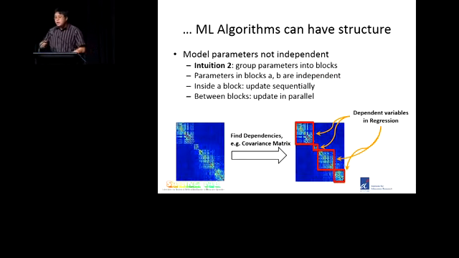The second insight we want to look at systematically is that many of these algorithms have some form of structure. Very briefly, it's saying that model parameters are not independent in general. For certain algorithms, it's possible to group the parameters into certain blocks, where the parameters in blocks A and B are independent of each other. Inside a block, you'd update them sequentially. Between blocks, we update them in parallel.